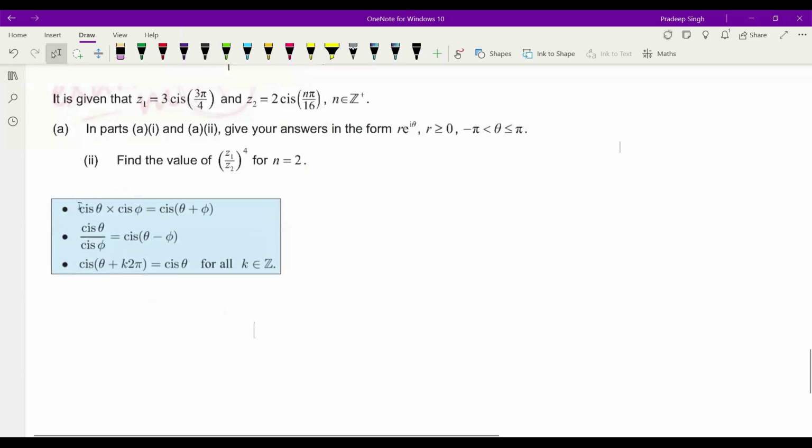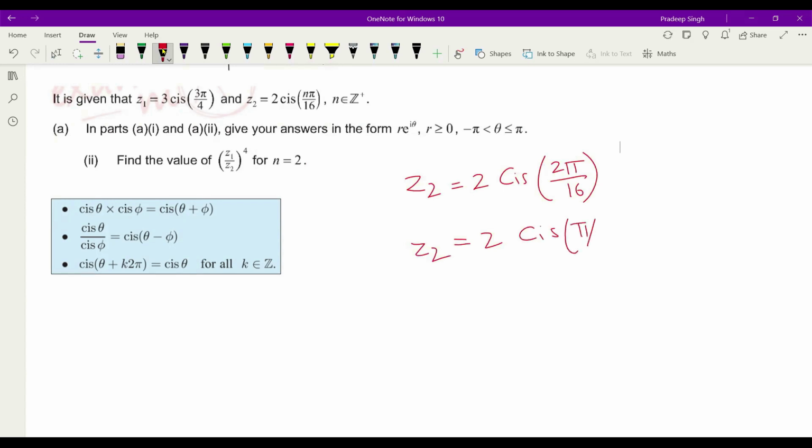Whenever you have two cis functions which are getting multiplied, the end result is cis theta plus phi. Similarly, if we divide two cis functions, the arguments get subtracted. So we use this property over here. First, they have already given n is equal to 2. So let's put n is equal to 2 in place of the z2. So z2 will become 2 times cis, n is 2. So to simplify, the z2 becomes 2 times cis of pi by 8.